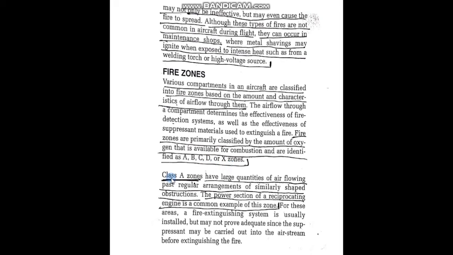We will start with Zone A. The A zones have a large quantity of air flowing past a regular arrangement of similarly shaped obstructions. The power section of a reciprocating engine is a common example of this zone.